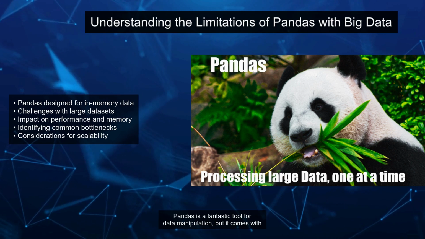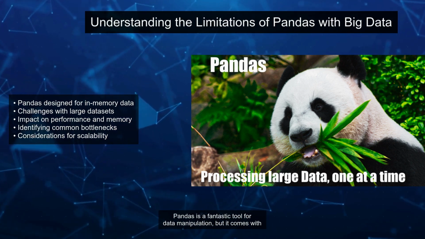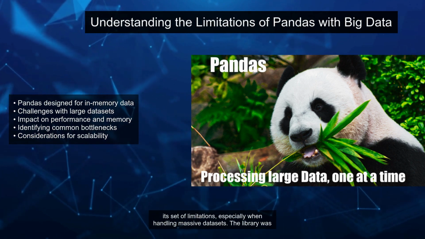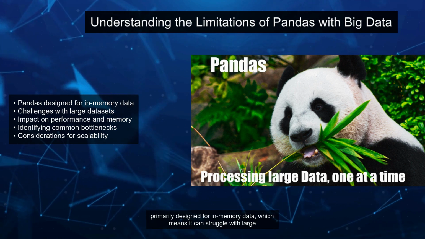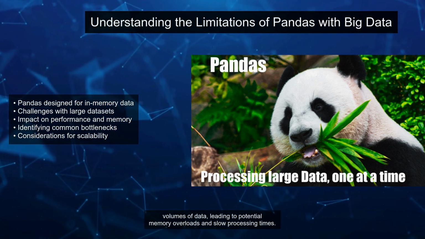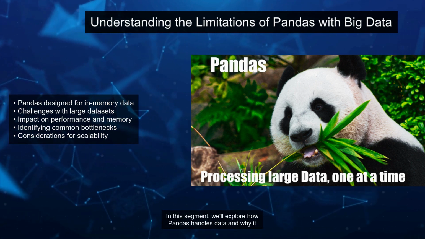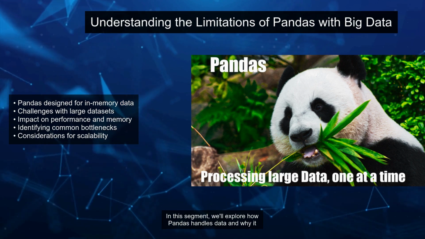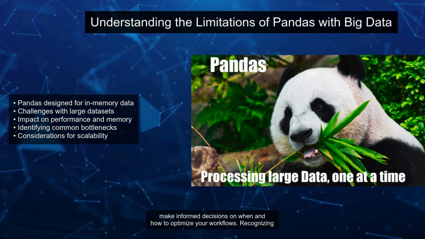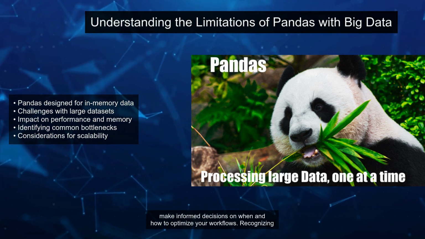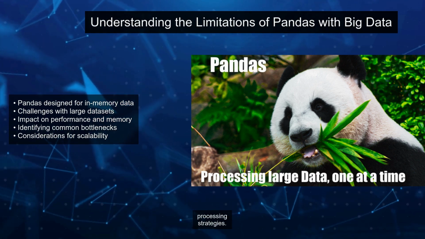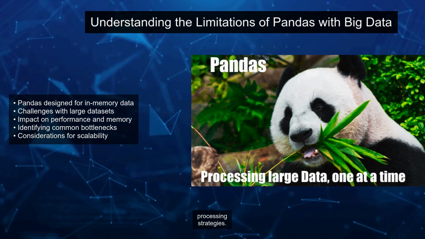Let's get started. Pandas is a fantastic tool for data manipulation, but it comes with its set of limitations, especially when handling massive datasets. The library was primarily designed for in-memory data, which means it can struggle with large volumes of data, leading to potential memory overloads and slow processing times. In this segment, we'll explore how Pandas handles data and why it can be inefficient with big data. By understanding these limitations, you can make informed decisions on when and how to optimize your workflows. Recognizing these bottlenecks is the first step in transitioning to more efficient data processing strategies.